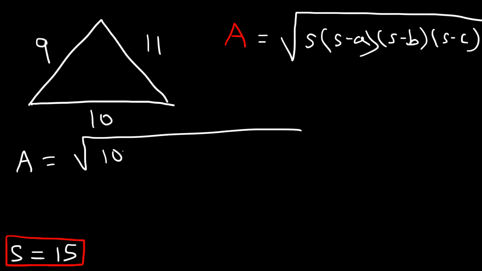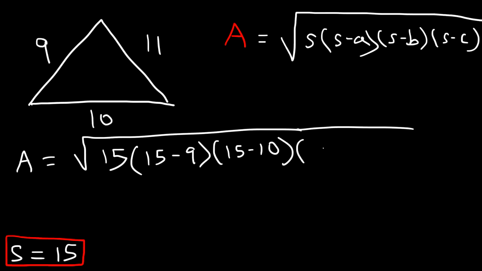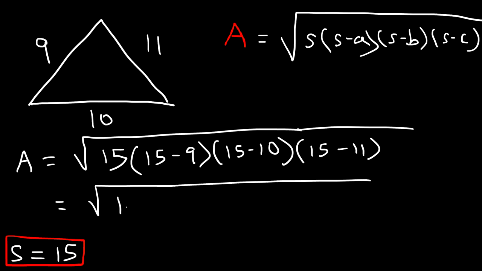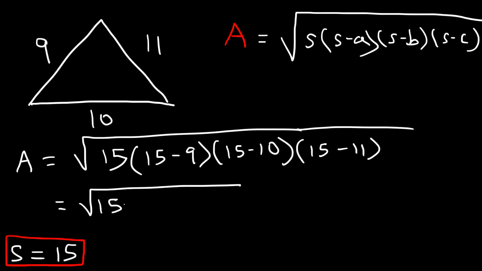So this is going to be 10 times S minus A, 10 minus 9, times S minus B. Actually, S is 15, not 10. I don't know why I put 10. So let me just make that correction. So S minus A is going to be 15 minus 9. S minus B is 15 minus 10. And S minus C is 15 minus 11. 15 minus 9 is 6. 15 minus 10 is 5. 15 minus 11 is 4.